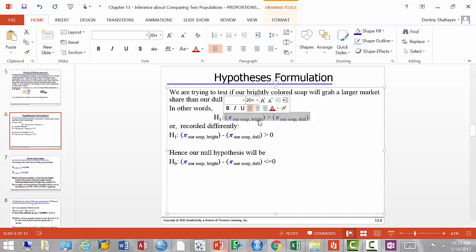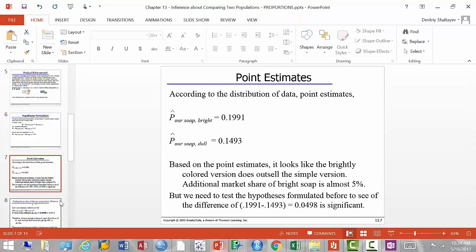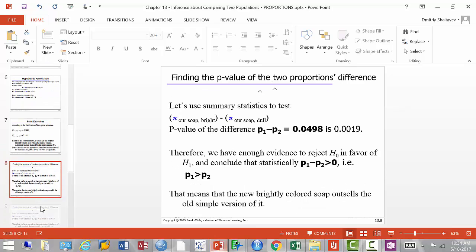So the answer to the original question, will the company perform better in terms of market share if they just change the packaging? The answer is yes. They will perform better statistically, and the test proves it, right? Now let's actually talk about the extension of this problem.